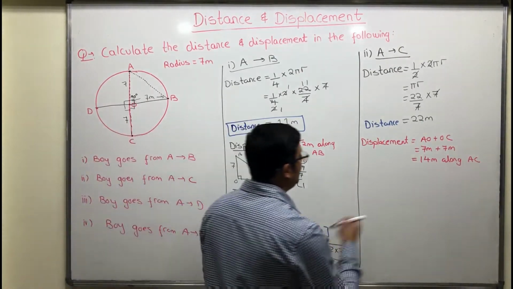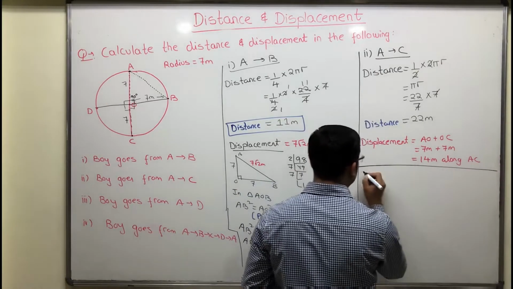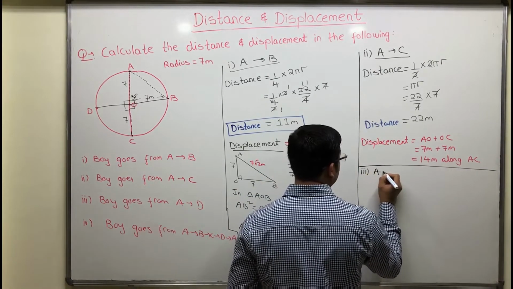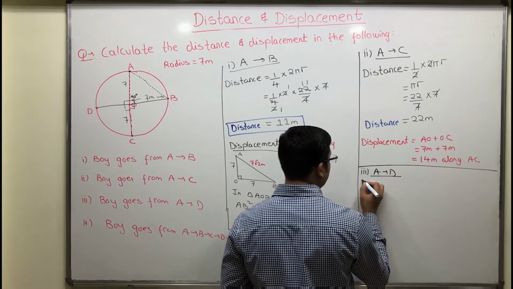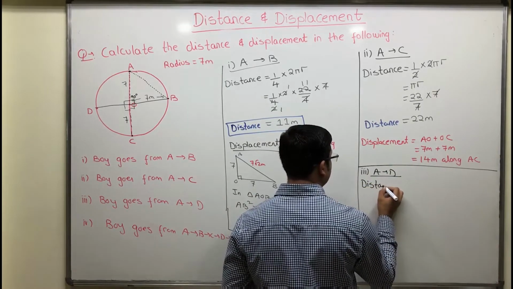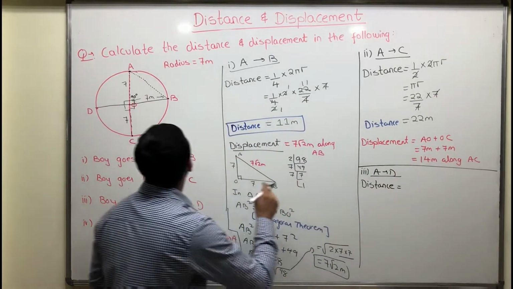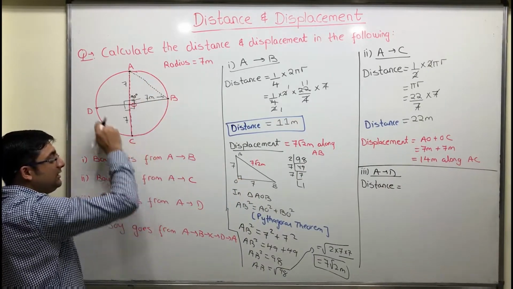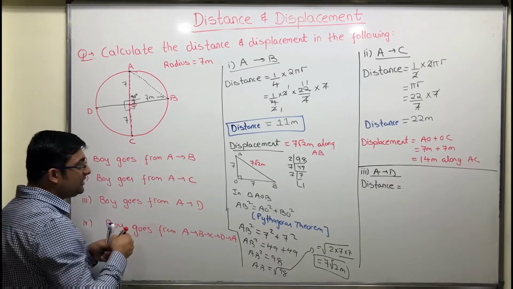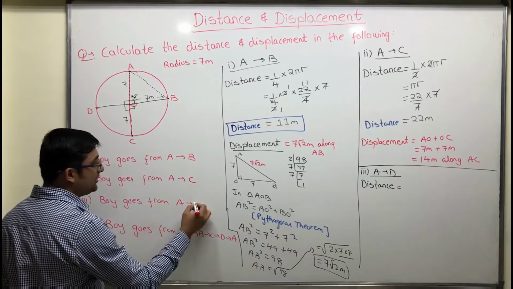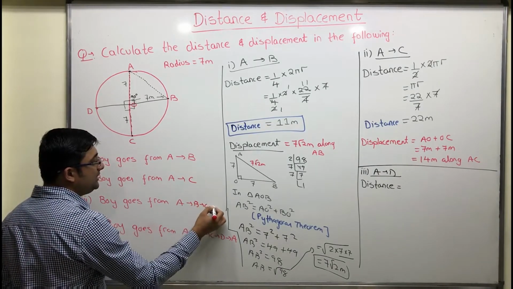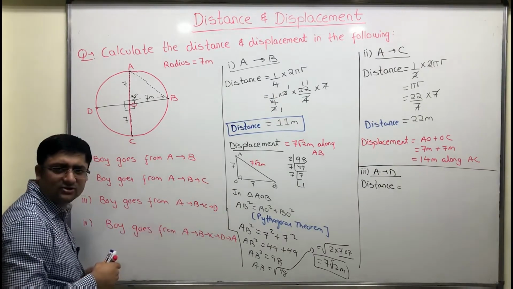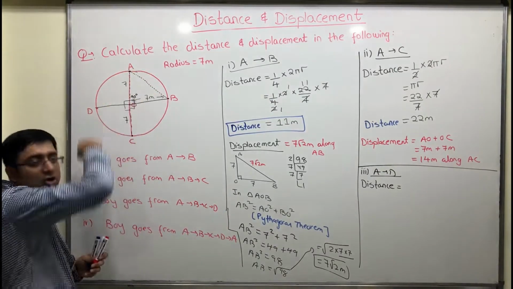Let's go ahead. Moving on to part 3. So in part 3, the boy goes from A to D. So let's first calculate the distance. So see guys, you're starting from A, you go from A to B to C to D. Actually, they should mention over here how you're going to D. So you can say A to B to C to D. Here also you can say A to B to C. Right, so there should be no confusion. You're going like this or you're going like this.